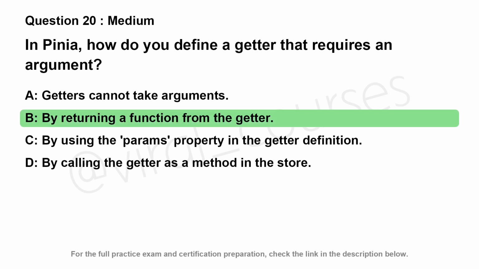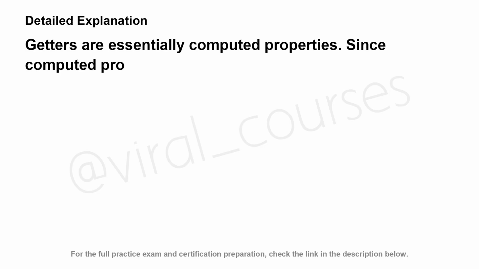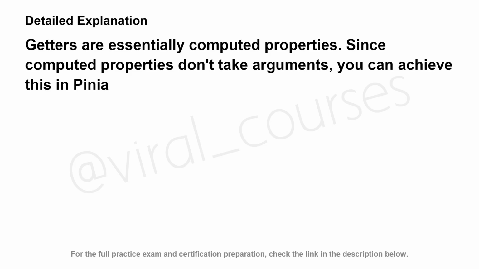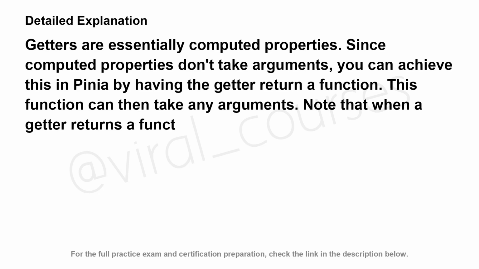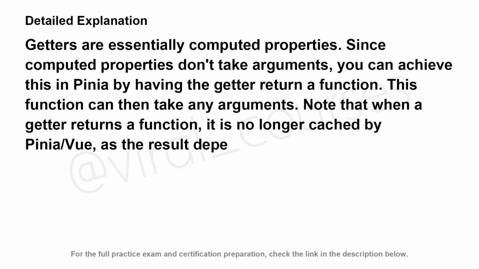The correct answer is B. Getters are essentially computed properties. Since computed properties don't take arguments, you can achieve this in Pinia by having the getter return a function. This function can then take any arguments. Note that when a getter returns a function, it is no longer cached by Pinia, as the result depends on the input arguments.